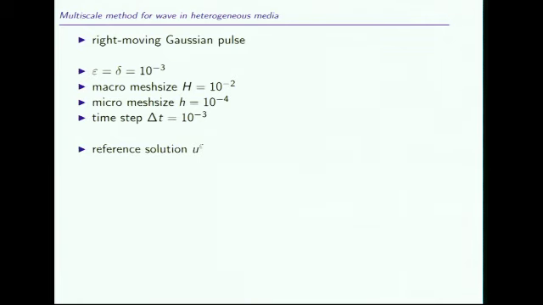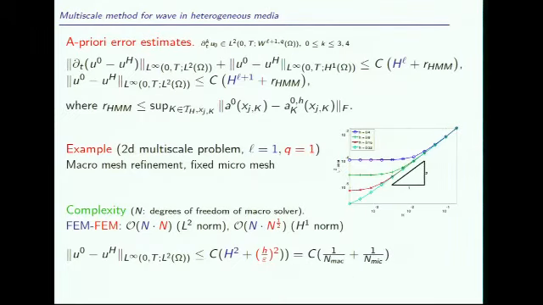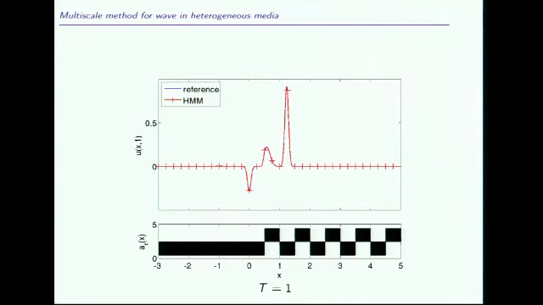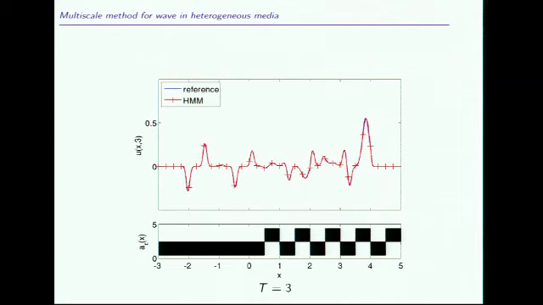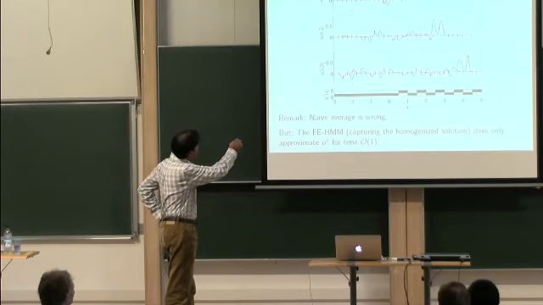And we'll compare the result to the reference solution. Be careful, we don't have results here comparing the reference solution to the fine scale solution. We have results here only for error estimates compared to the homogenized solution. Okay, so let's see what happens. So in blue it's the reference solution, in red it's the HMM solution. That's what we obtained over time, from time 0 to 3.